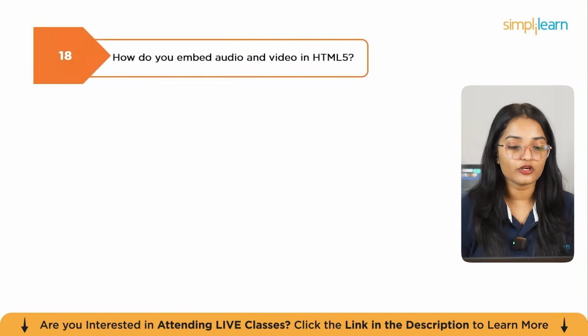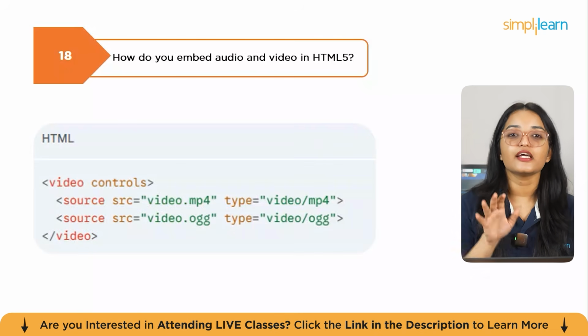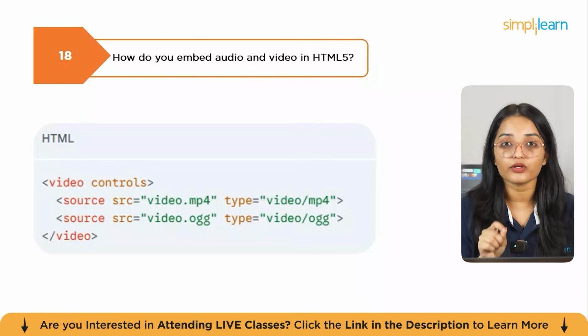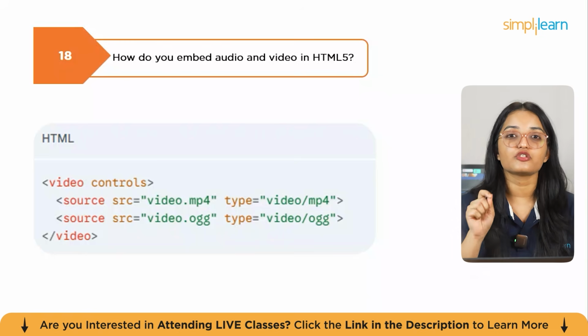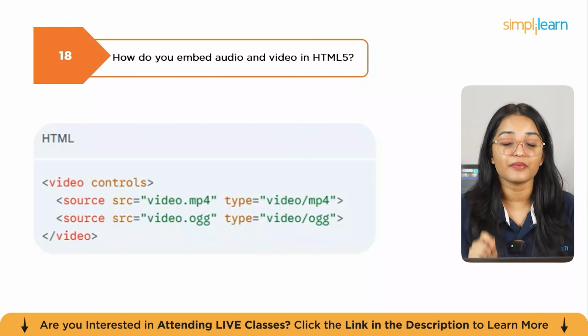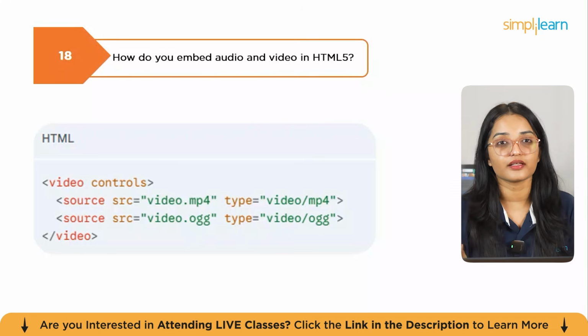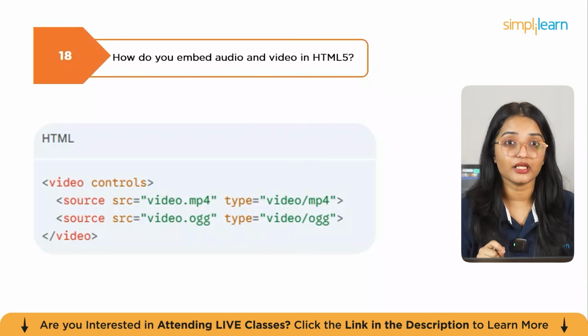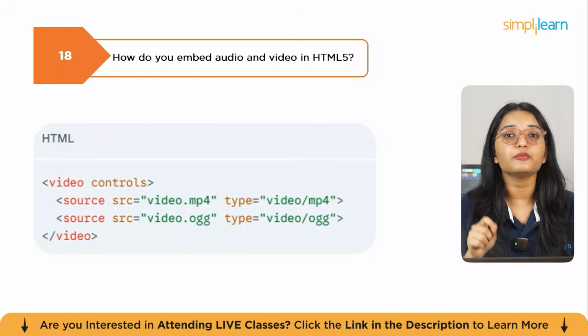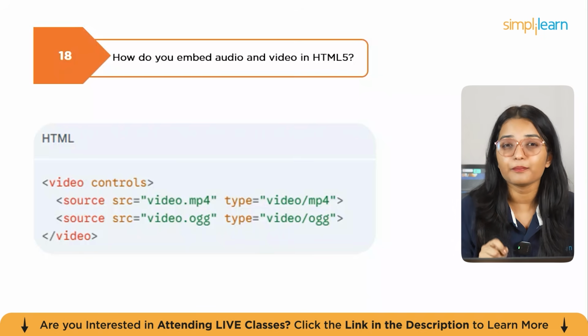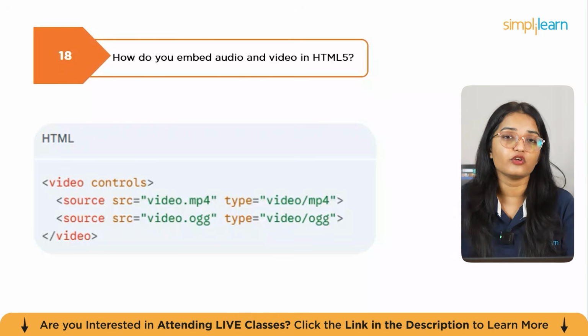Let's move on to our 18th question on our list, which is how do you embed audio and video tags in HTML5? To answer this, you say that HTML5 introduced the native audio tag and video tag elements, which provide a standardized way to embed multimedia content without the need for third-party plugins. Both the tags work similarly, allowing you to provide multiple formats for cross-browser compatibility. The controls attribute adds a default set of playback controls like play, pause, volume, etc.